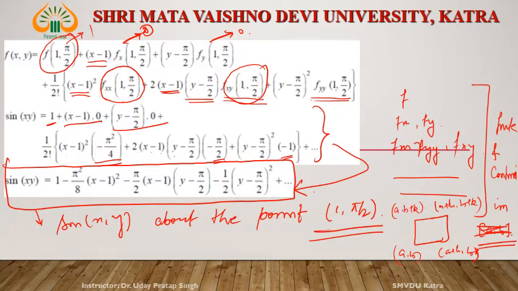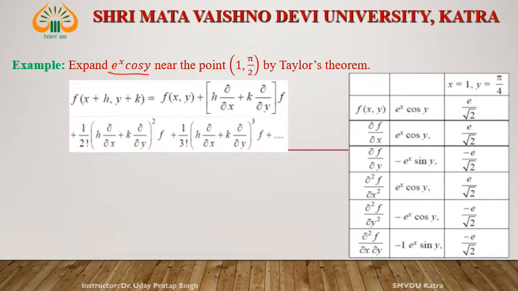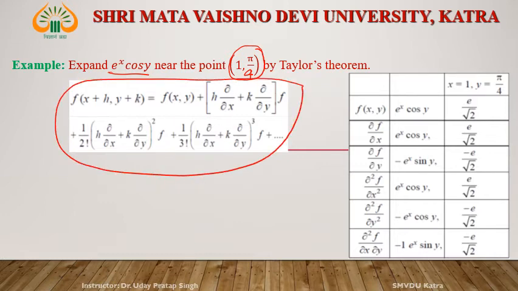Okay, now see the second example. Expand e to the power x cos y at the point 1, pi. This is, I think, pi by 4. Please correct it. This is pi by 4. Expand e to the power x cos y about the point 1, pi by 4 by Taylor series expansion. This is the formula of Taylor series expansion. Okay, f of a plus h, b plus k is equal to this one, right? Then again evaluate the value of the function at the point 1, pi by 4 and all its derivatives at the point 1 and pi by 4.